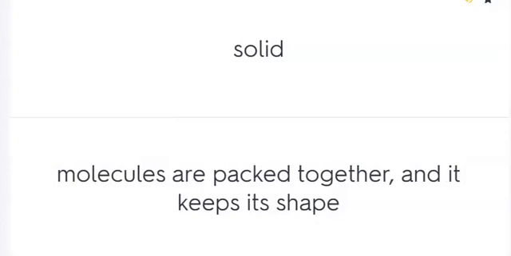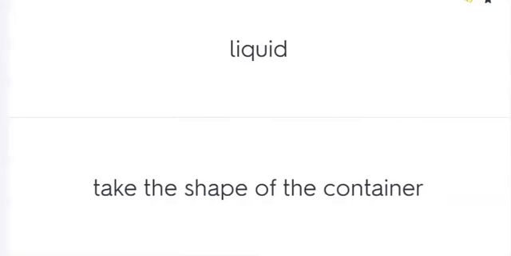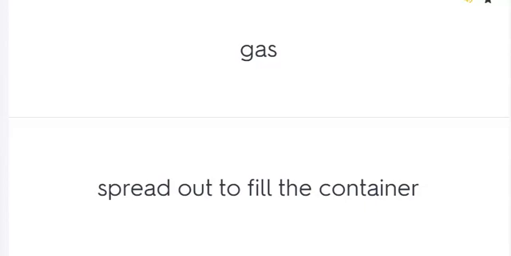Solid: molecules are packed together and it keeps its shape. Liquid: takes the shape of the container. Gas: spreads out to fill the container.